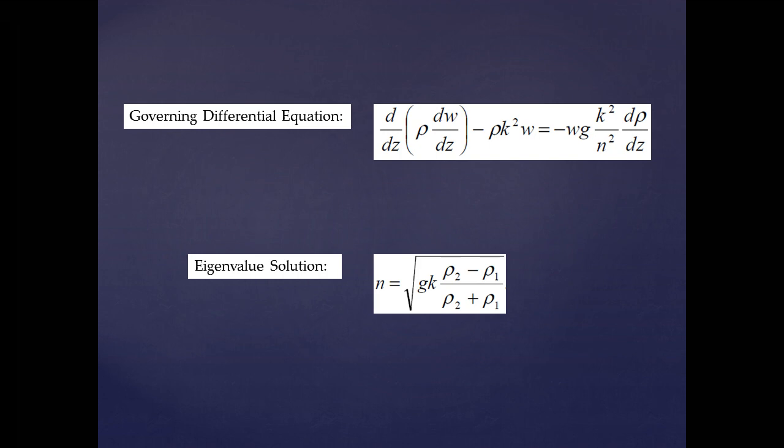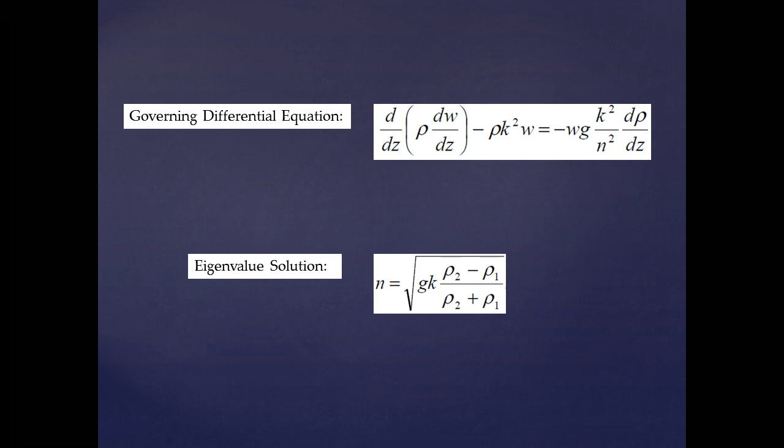From this, one can determine the following eigenvalue solution, where rho 1 is the density of the bottom layer and rho 2 is the density of the top layer, and therefore solve for the instability between two fluids. This eigenvalue equation determines the stability.